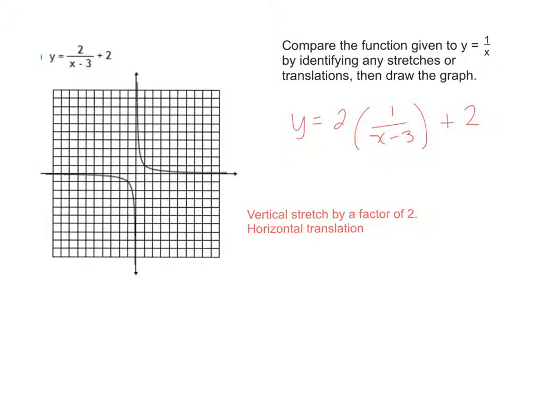How many units? 3 units to the right? Yep, because it's x minus 3, so it's moving 3 units to the right. And then what about that plus 2 at the end? Vertical translation. 2 units up.